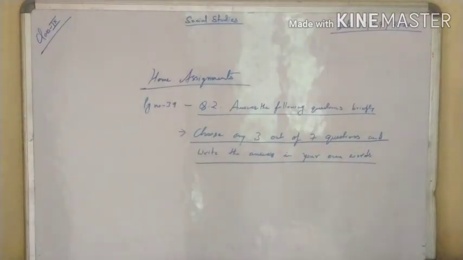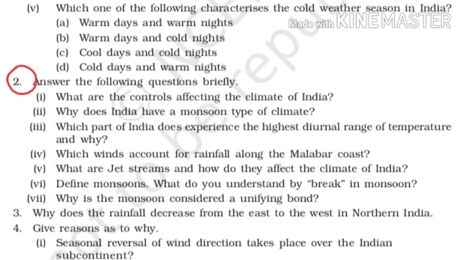Okay students, so here is the home assignment for you all. Please note it down. From page number 39, you are supposed to do question number 2. In this question number 2, you will find certain questions for which you have to give brief answers. There are altogether 7 questions. Out of 7, you choose any 3 which are related to the topic we have already discussed. Those 3 questions you can solve and send to my WhatsApp number. Write these answers briefly and in your own words.